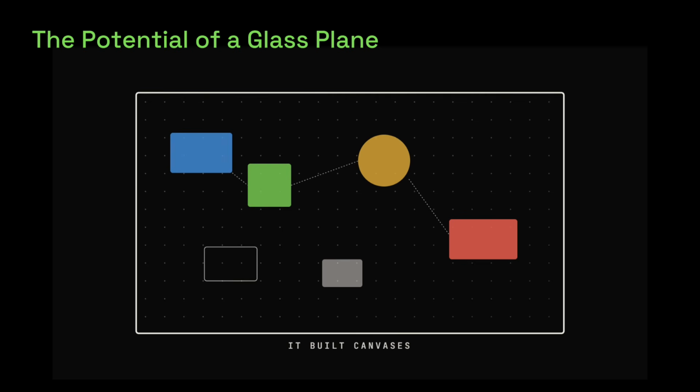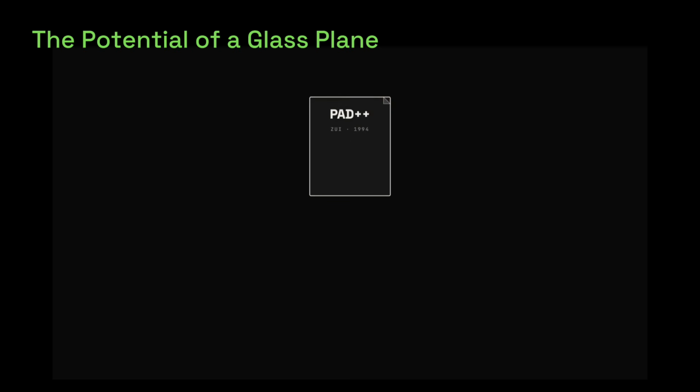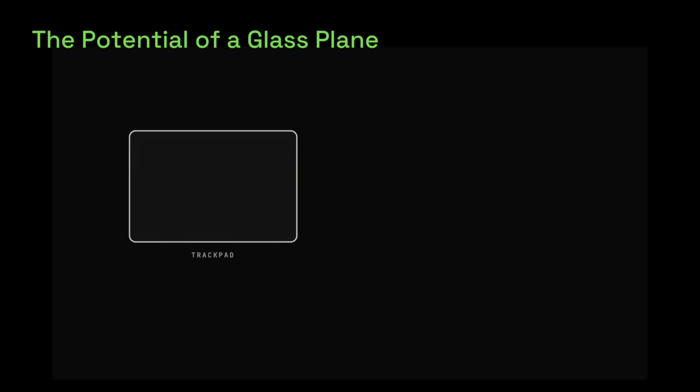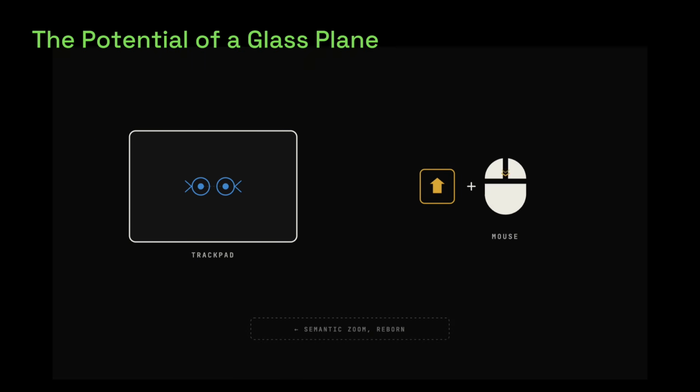We have the canvases, for example. The idea is older than its current products, with Pad++, which is the foundational zoomable user interface paper. Today we see it in Miro, Figma, FigJam, and most AI creative tools. All of these tools treat the screen as a window into a continuous plane that the user pans across and zooms into. The dominant gesture is two-finger drag and pinch on a trackpad, or wheel with modifier on a mouse. The same gesture Microsoft once mapped onto semantic zoom, now reborn for a different purpose.